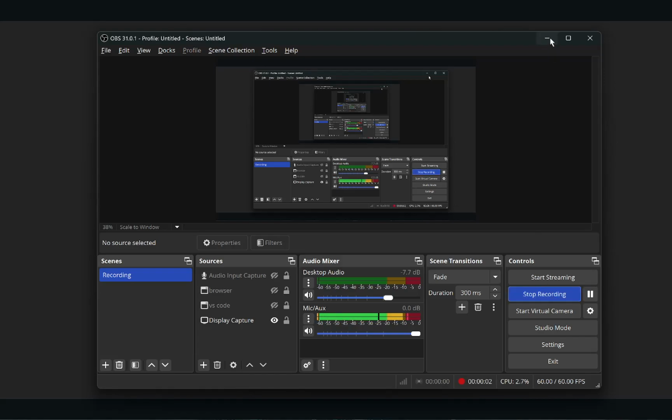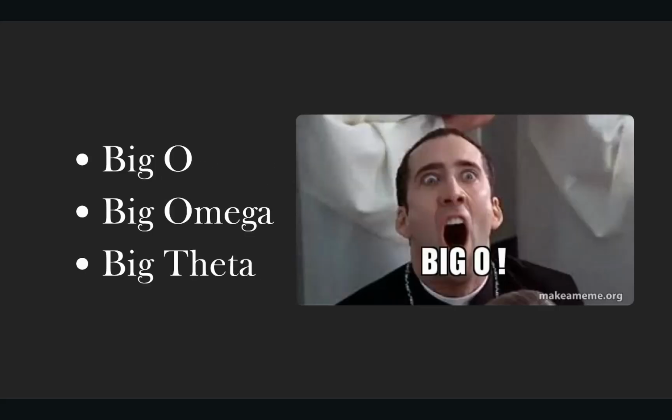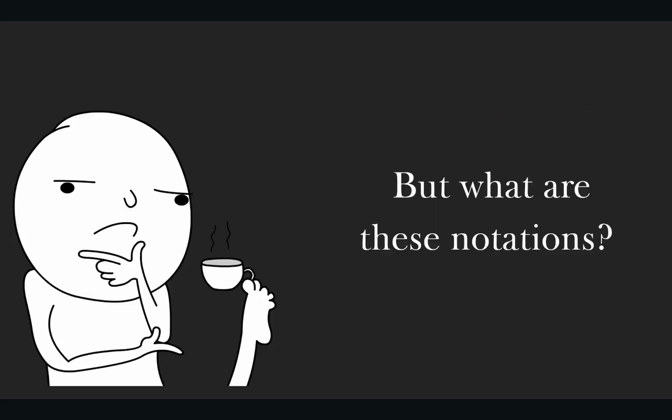Okay, guys, so welcome to another DSA copy. Today I will talk about algorithm analysis. I will do this in two parts, part one and part two. In this one, I will do big O notation, big omega notation, and big theta notation. And in the second one, I will do the frequency counting method and algorithm analysis. Alright, so let's get started.